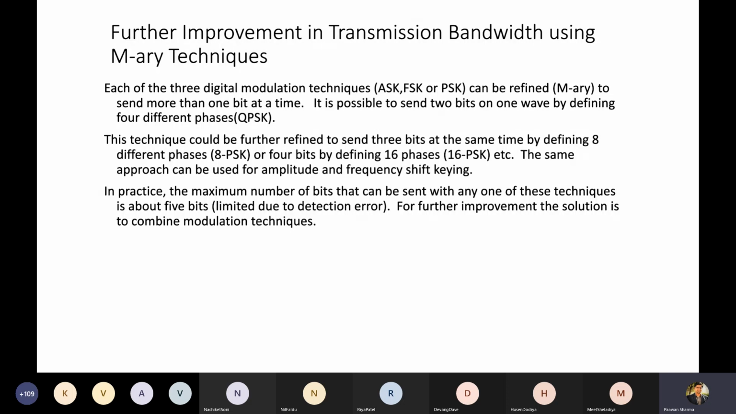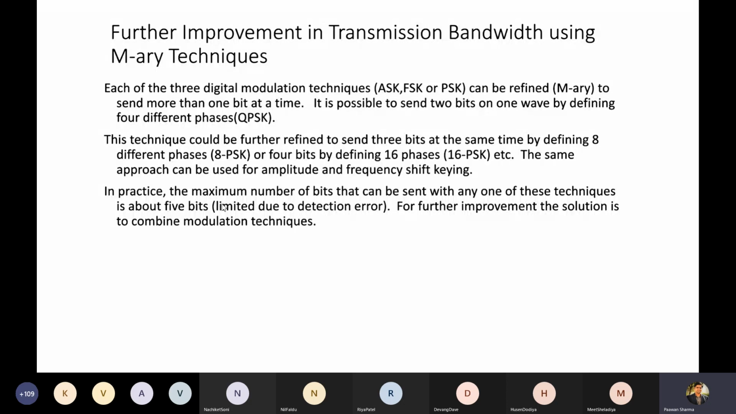Similarly, you can select a number of bits. You can increase the number of bits to generate more phases so that more bandwidth utilization is possible, and all this happens in the same time period. But there is a limit to this technique of including multiple bits to generate more phases. You can go up to 5 bits, and beyond that you will get errors. If you select 8 phases it is 8 PSK, and if you select 4 bits, meaning 16 phases, it is 16 PSK; that is the nomenclature. The same approach can be used for amplitude and frequency shift keying. In practice, the maximum number of bits we can send is up to 5 bits.